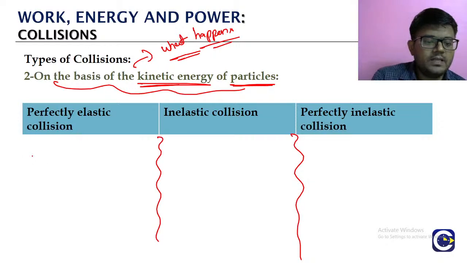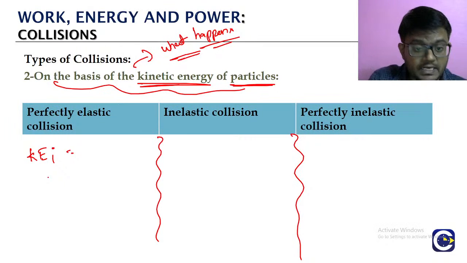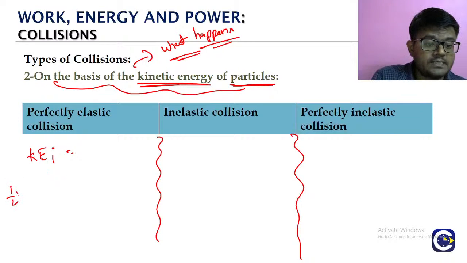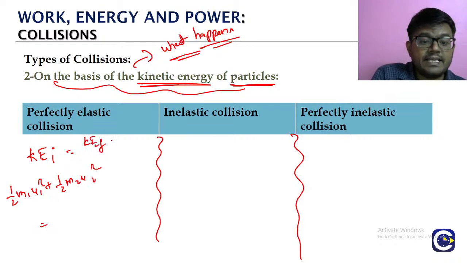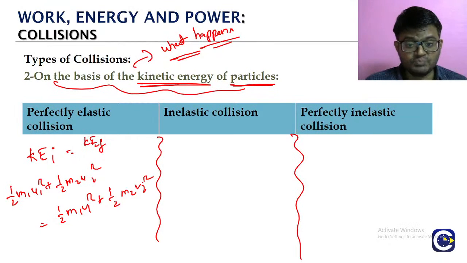What is this? The kinetic energy of the particles initially. When we say kinetic energy of the particles, we have to include all the particles. Say there are two particles. The initial kinetic energy is half m1 u1 square plus half m2 u2 square. That will be equal to the final kinetic energy of the particles, half m1 v1 square plus half m2 v2 square. The individual particle energy might change, like the kinetic energy of m1 might change.